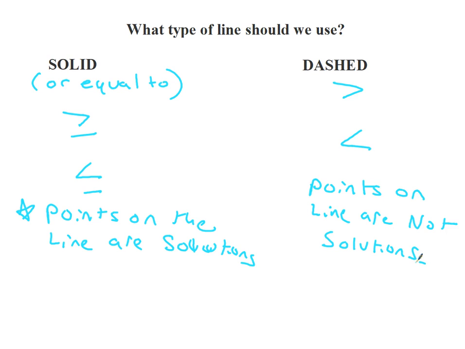And as we go through and graph inequalities, it's important that we know, are these things going to be solutions or not? So just to recap, if we have the "or equal to" part, we are going to use a solid line because those points are solutions. And if we don't have the "or equal to" part, we're going to use a dashed line because these points are not solutions.